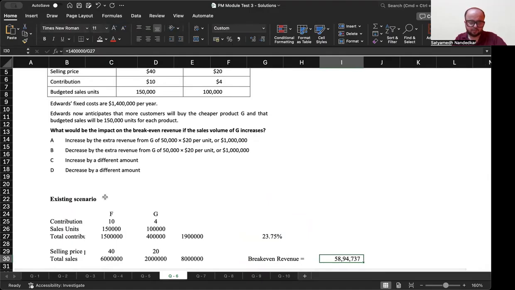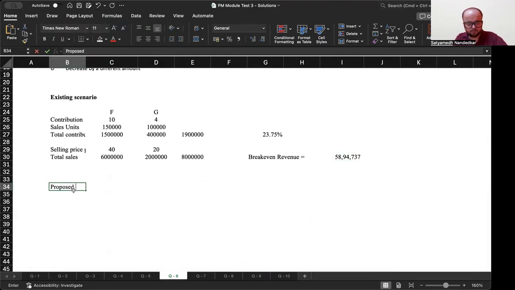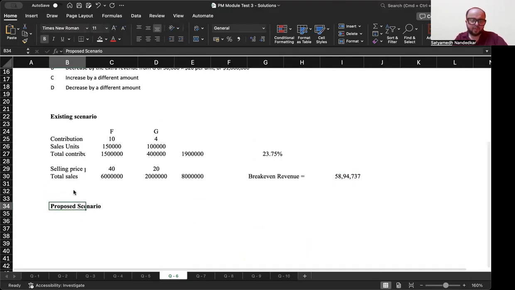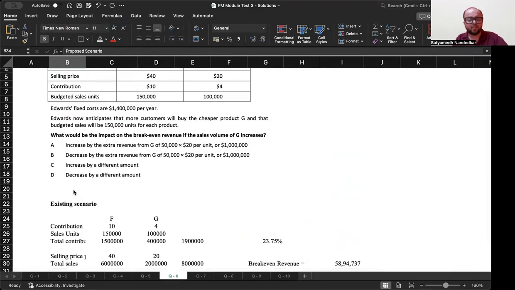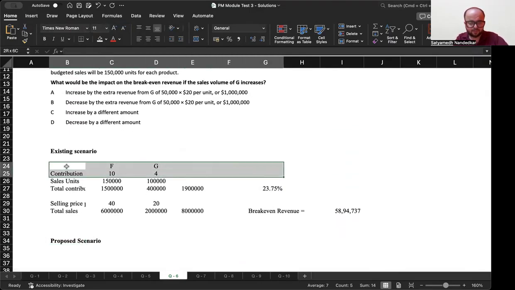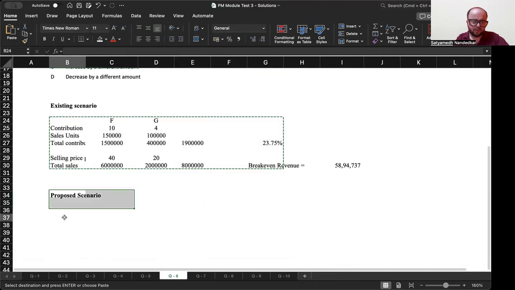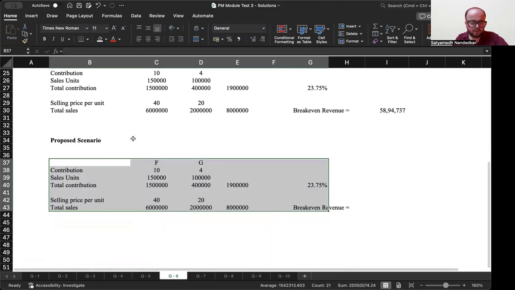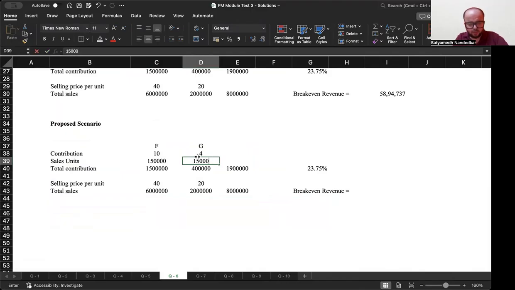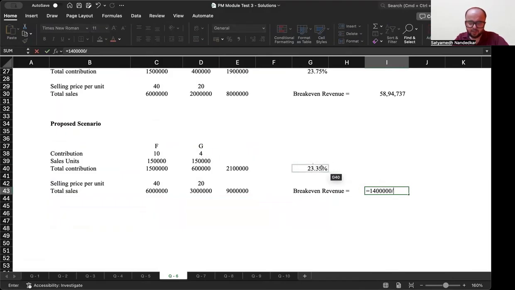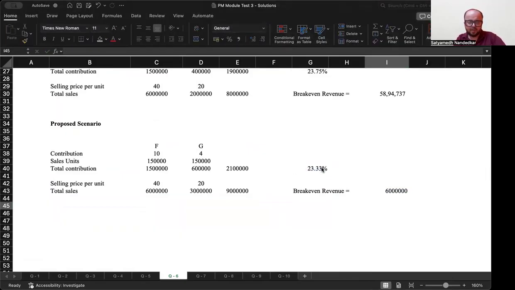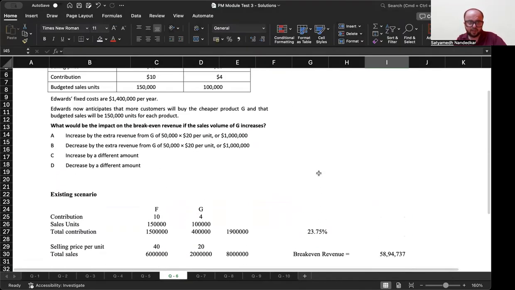Now, proposed scenario. Proposed scenario, they are saying there will be more sale of product G. Not a new product, of that existing product only, but it is a cheaper variant. Okay, so here instead of 1 lakh, you will now have 1,50,000. Okay, so now what will be my break-even revenue? 14 lakhs divided by 23.33%, 6 lakh. So my break-even revenue now is a higher number. Okay, now my average CS ratio has reduced.